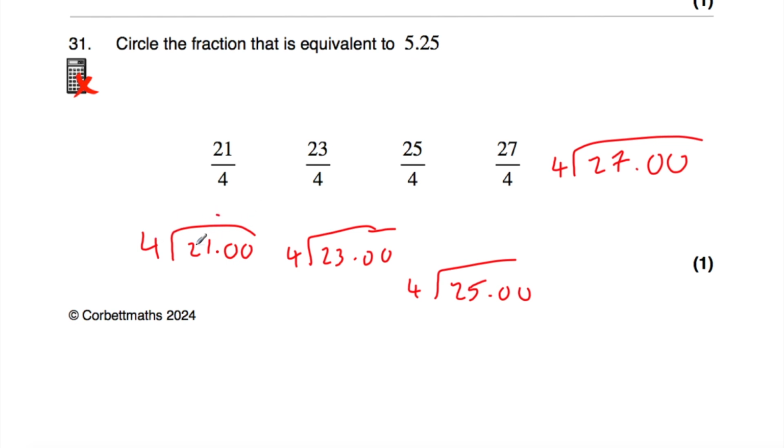Let's see. How many 4s go into 2? 0, remainder 2. How many 4s go into 21? That's 5, remainder 1. How many 4s go into 10? That's going to be 2, that's 8, remainder 2. And how many 4s go into 20? That's 5. Actually, I just needed to do the first division. I didn't need to write all of those out. And that's it. That's our answer.